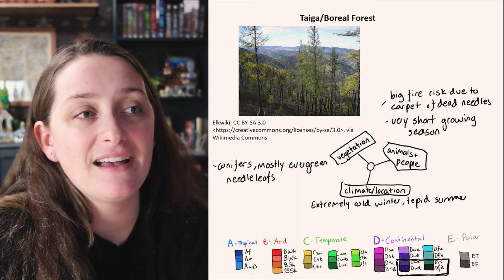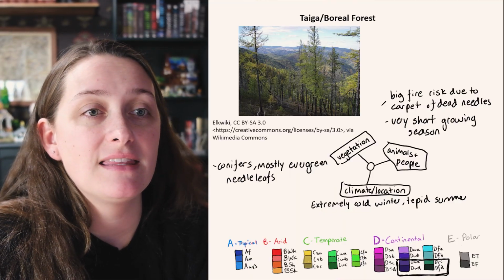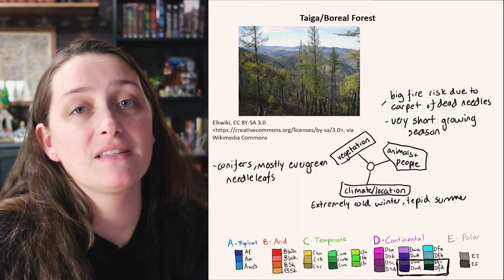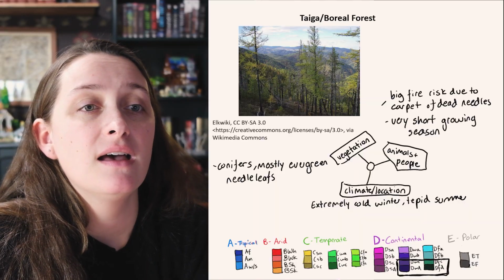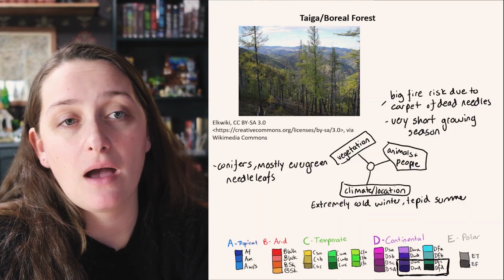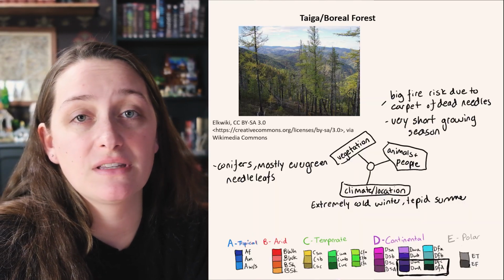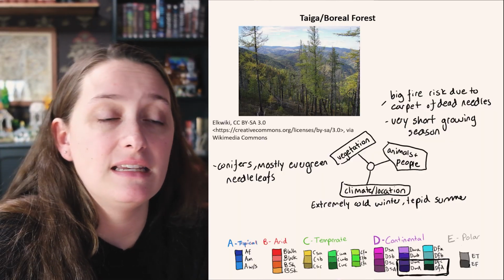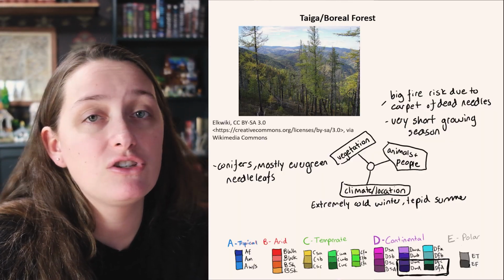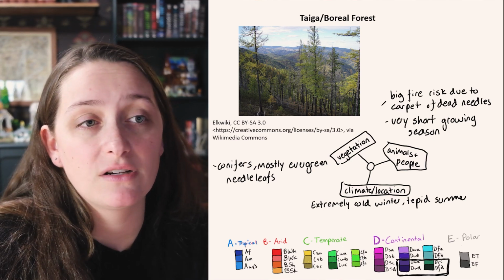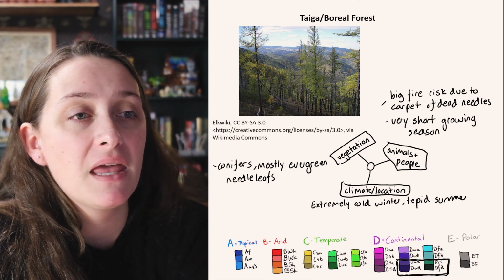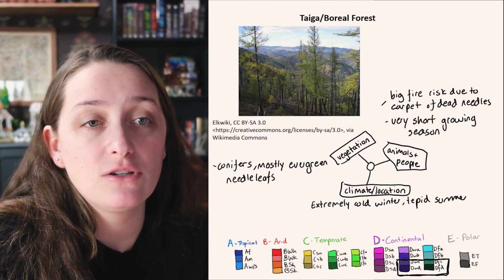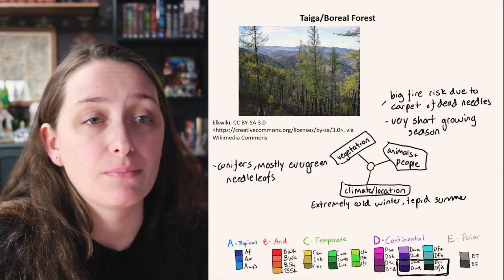Next we have the taiga or the boreal forest. These are going to be conifer forests, mostly evergreen needle leaves. And in North America, these tend to be dominated by pines, spruces, firs, etc. This is going to be your DFC, DFD, DWC, DWD climate regions where you have an extremely cold winter and a tepid summer.